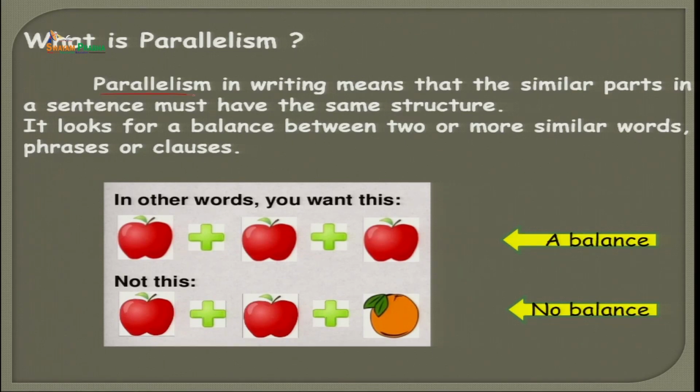So, parallelism in writing means that similar parts in the sentence must have the same structure. Same structure means an infinitive will combine with an infinitive, a gerund will combine with a gerund. Okay? So, you can very easily see that phrases or clauses could be combined, a phrase will be combined with another phrase, a clause will be combined with another clause. 3 apples together, then 2 apples and 1 orange. So, it clearly indicates that it is a balance and no balance.